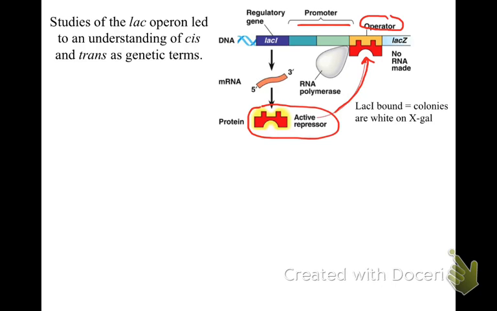Now notice this repressor is going to bind right to this operator region in front of RNA polymerase, so it blocks RNA polymerase from moving forward and making mRNA. Now this repressor is actually encoded by the lac-I gene. It's called the lac-I protein, the repressor, and it is always being made.